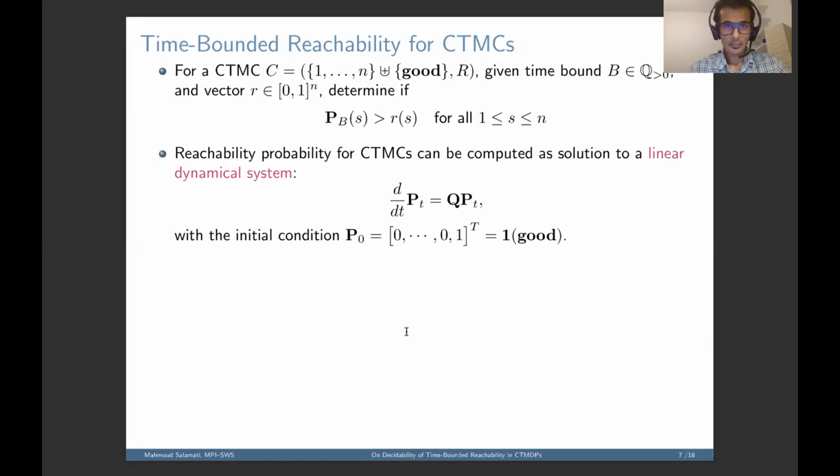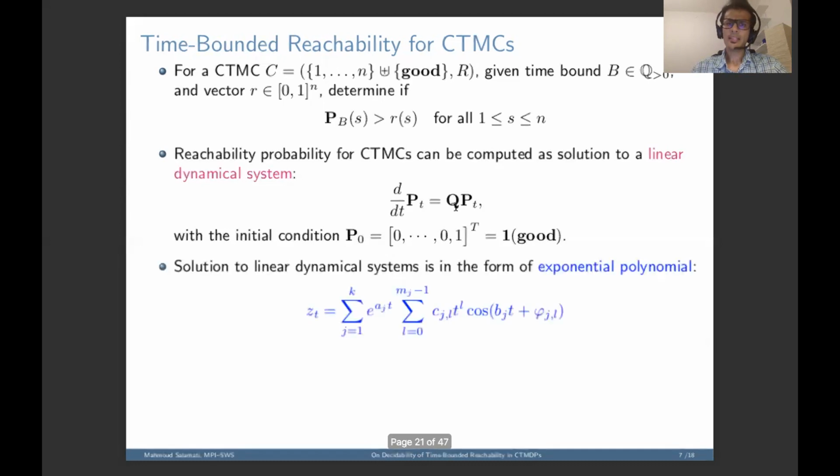It is shown that for CTMCs, we can formulate time-bounded reachability probability as the solution to a linear dynamical system that is illustrated here. Here, matrix Q is the transition probability matrix for the corresponding CTMC. And we also know that a solution to linear dynamical systems is in the form of exponential polynomials. So here you can see the terms that appear within an exponential polynomial.